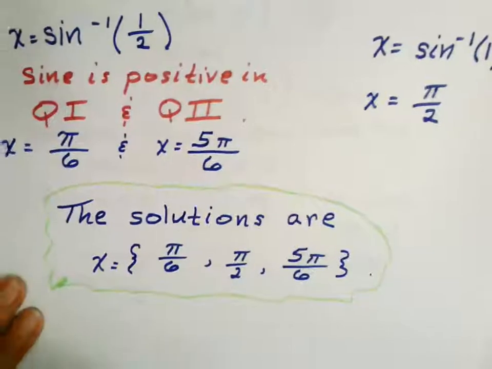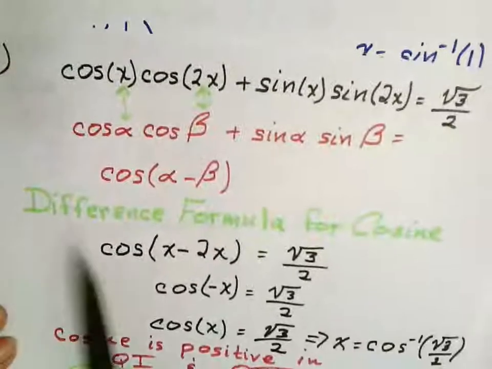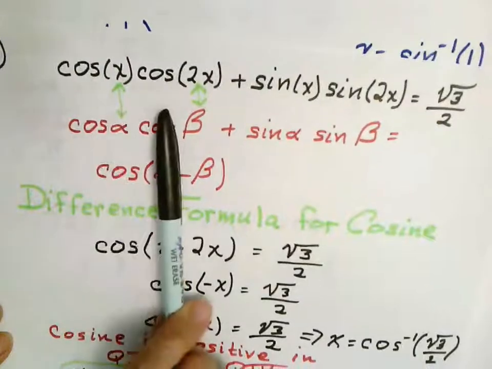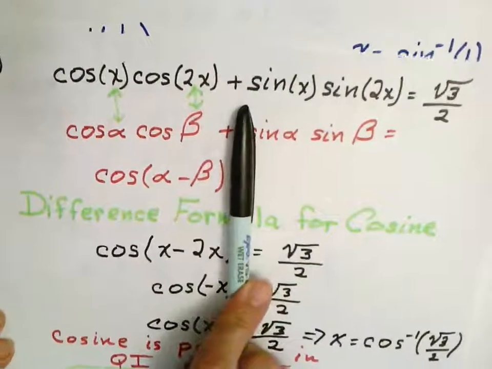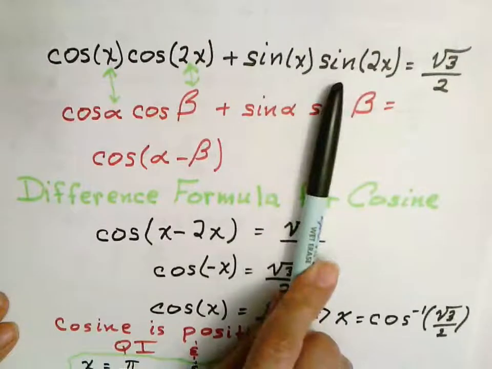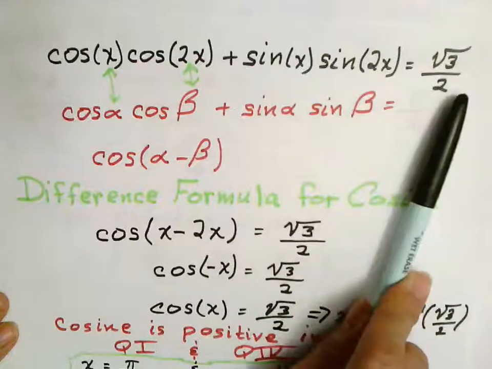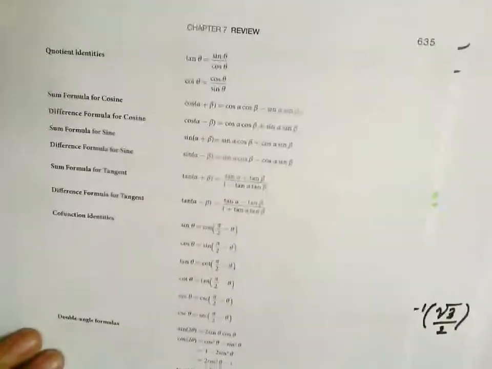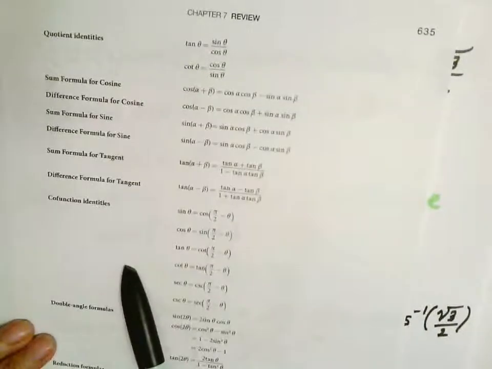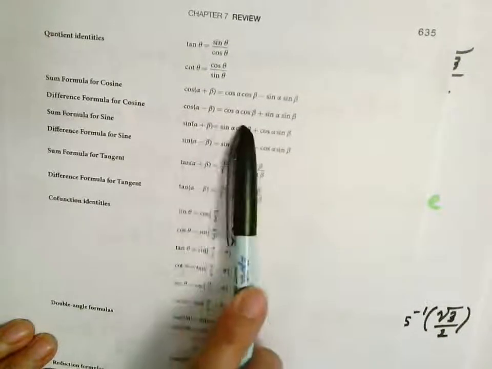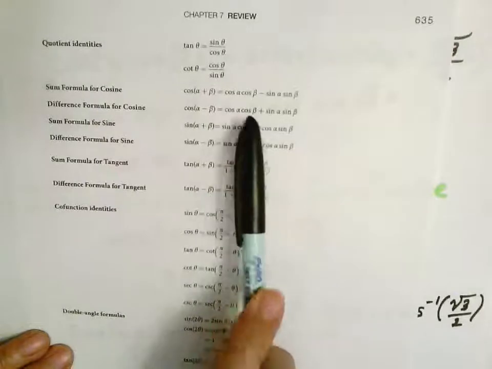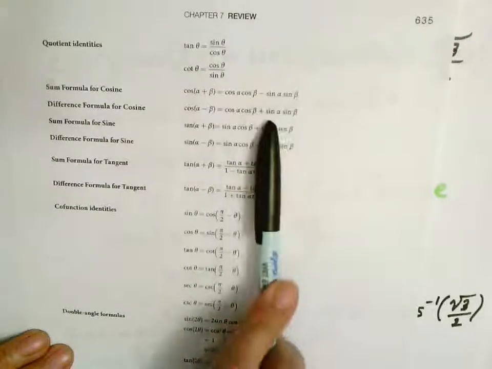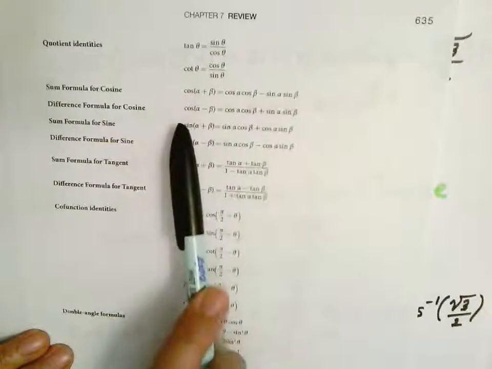Let's look at a third example. Here I have cosine of x times cosine of 2x plus sine of x times sine of 2x is equal to the square root of 3 over 2. Well, this is going to be a cosine difference. If you look there on page 635, we're looking for a cosine difference. See the cosine difference right here? It's cosine of alpha times cosine of beta plus sine of alpha times sine of beta, and it's equal to cosine of alpha minus beta.